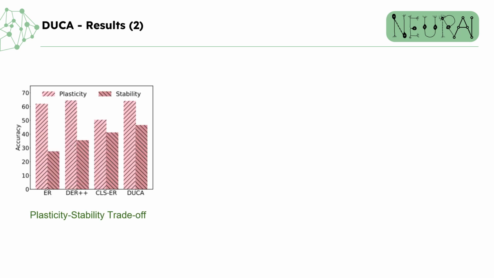We provide some more results to show the efficacy of the DUCA method. Firstly, the plasticity-stability trade-off. Plasticity refers to the capability of a model to learn new tasks, while stability shows how well it can retain the old information. And this trade-off is a long-standing problem in continual learning. Here, as shown, the other methods exhibit forgetting and lower stability and focus only on the newer tasks, which is shown with higher plasticity. CLS-ER does show greater stability, but at the cost of reduced plasticity. However, DUCA shows the most balance between the two.